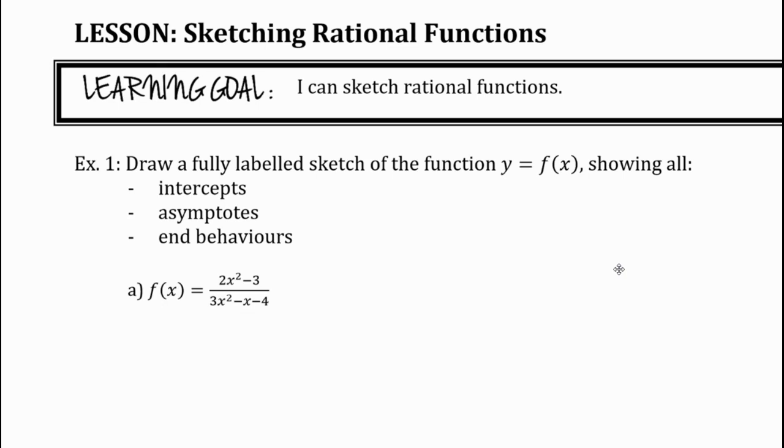So on top of end behaviors and asymptotes, which is kind of what we were exploring yesterday, we're also going to add in intercepts, and that's going to paint a picture of what these functions look like. Okay, so let's get started.